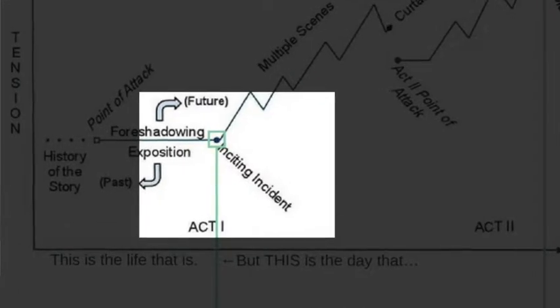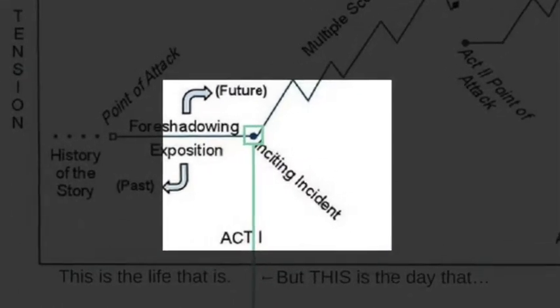Something unusual happens. Romeo meets Juliet. Tybalt slays Benvolio, whatever it is. We call this the inciting incident. It's what creates the conflict between the protagonist and the antagonist.